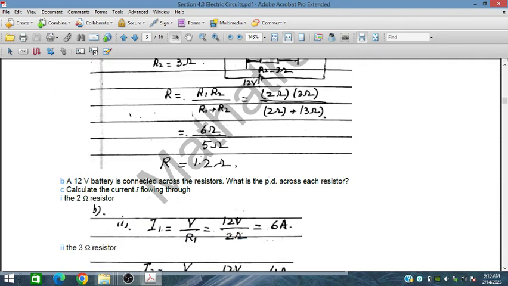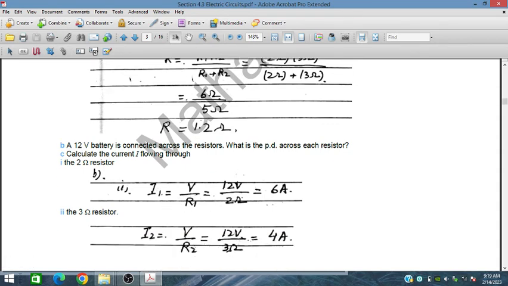A 12 volt battery is connected across the resistor. What is the potential difference across each resistor? Calculate the current flowing through the 2 ohms resistor. So the current is equal to V upon R1. The resistor is 2 ohms, so 12 volt divided by 2 ohms is equal to 6 ampere. If a 3 ohms resistor is used instead of this R1, then 4 ampere will flow. The voltage is the same, but now the resistance has increased, so the current will decrease.